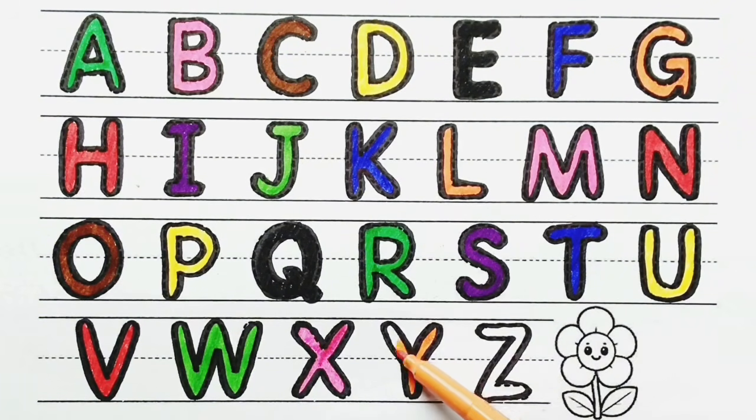A, B, C, D, E, F, G, and Z for zebra. L, M, N, O, P, Q, R, S, T, U, V, W, X, Y, and Z.